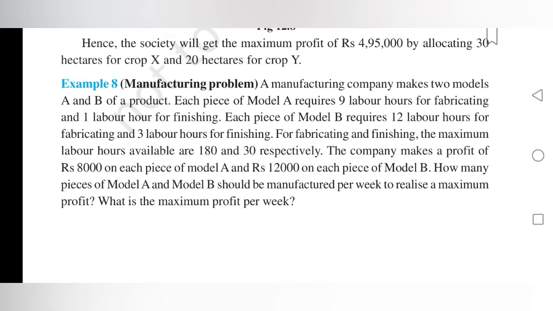Okay, then the company makes a profit of 8,000 for model A, and for model B the company is making 12,000 of profit. So the first one is 8,000 and for the next one you are given 12,000, and you need to maximize the profit here. So we'll continue on the whiteboard for the solution.